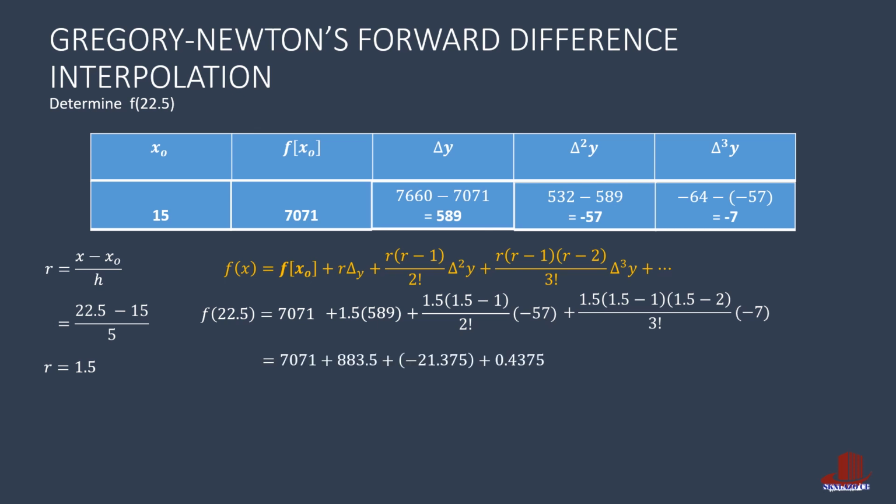These terms are simplified as 7071 plus 883.5 plus negative 21.375 plus 0.4375, which makes f of 22.5 as 7933.5625.